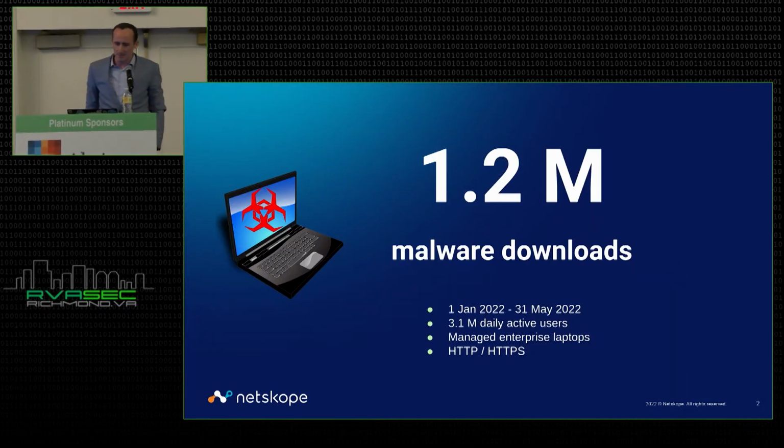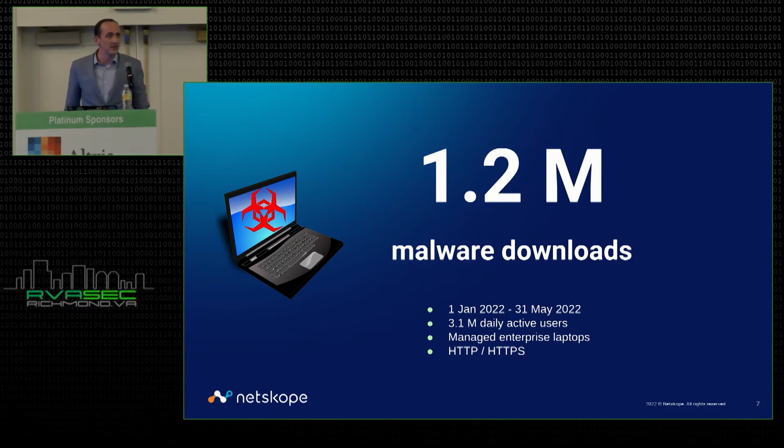And so what we were doing for this presentation is we looked at all of the malware that we've blocked so far this year. So that's about 1.2 million malware blocks. This is from January 1st through the end of May, so almost half of a year's worth of malware blocks. We have at Netskope about 3.1 million users that were in this data set, meaning on an average workday we'll see 3.1 million people where these malware downloads were generated from.